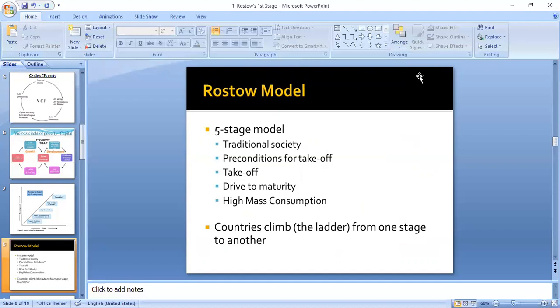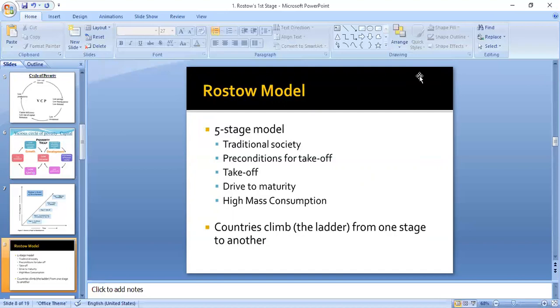It starts with traditional society. Whenever the traditional society shows some improvement, it goes on to the preconditions for takeoff, and there is the takeoff stage, because little by little it's showing some kinds of development, and there is the drive to maturity and high mass consumption. The countries go on successively from one stage to another for their development and for their ultimate development.